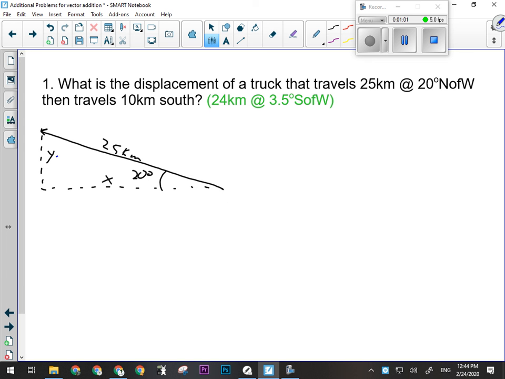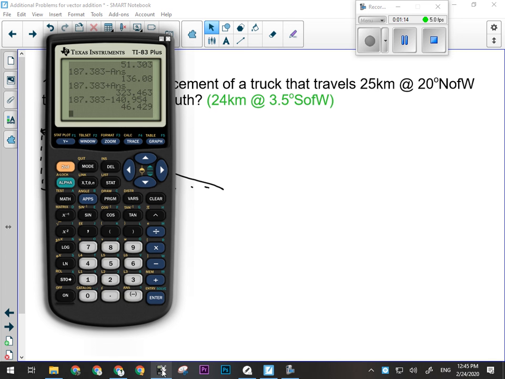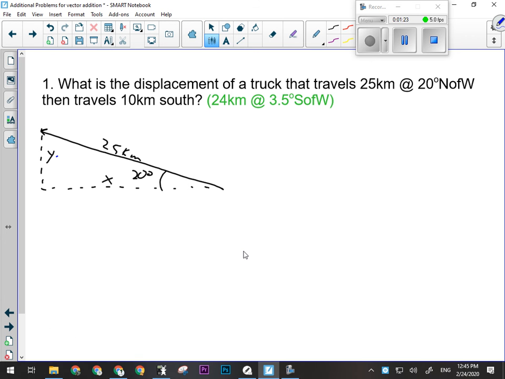So what I'm actually going to do is just calculate what y will be, so I know how long to make my 10 kilometer vector. Sometimes we do that just to be on the safe side. So I'm just going to quickly punch in what that's going to look like. I'm going to go sine of 20 times 25. All right, so that side's 8.55 long. So that means I need to draw my next line just a little ways south of where the other one stops. All right, so something like that.